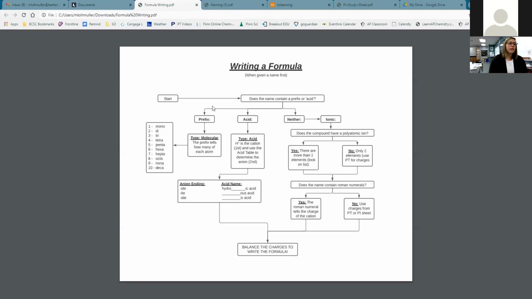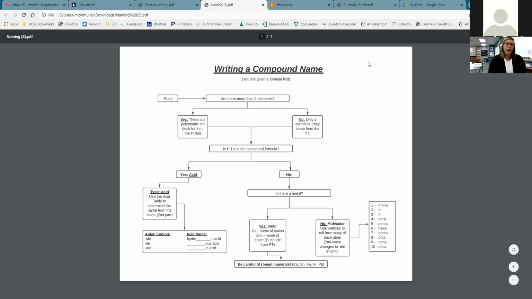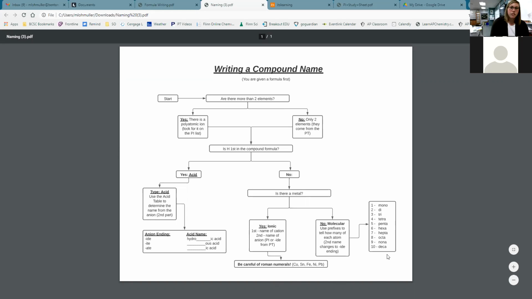But these are questions that you need to ask yourself when you are writing a formula or when you're writing a compound name. And you need to think in this process to do it correctly, okay? So this is what's going to help you with that. So let's first start with writing a compound name, because that's what I have pulled up. If at any time you have any questions, go ahead and type them in the chat, or if you don't understand something, let me know so I can help you. Somebody else might have the same question.